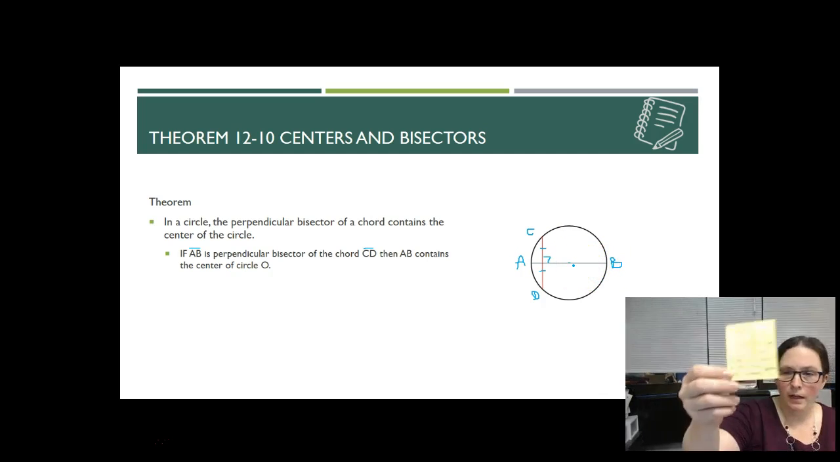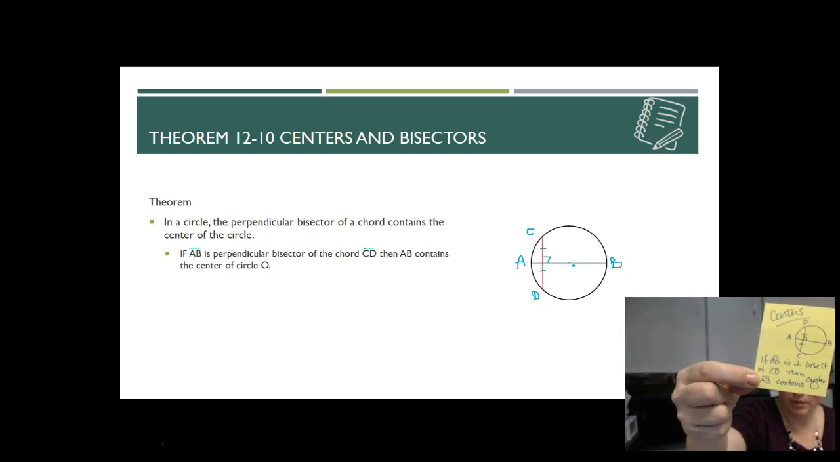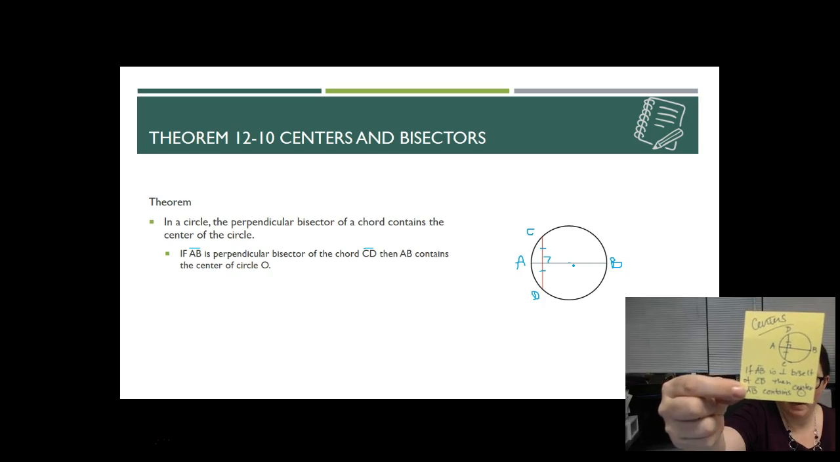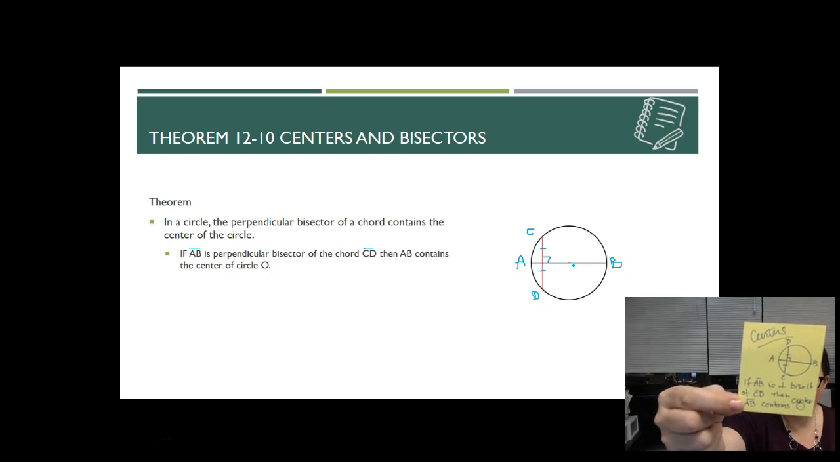So if you look at it in the short one, I titled it centers so that we have it in there, and you can see that if AB is a perpendicular bisector of CD, then AB contains the center of the circle.